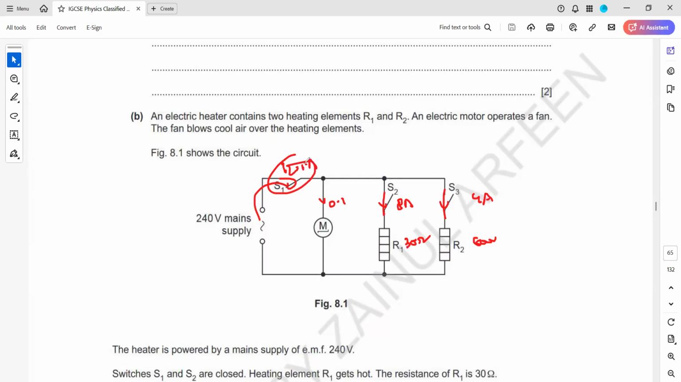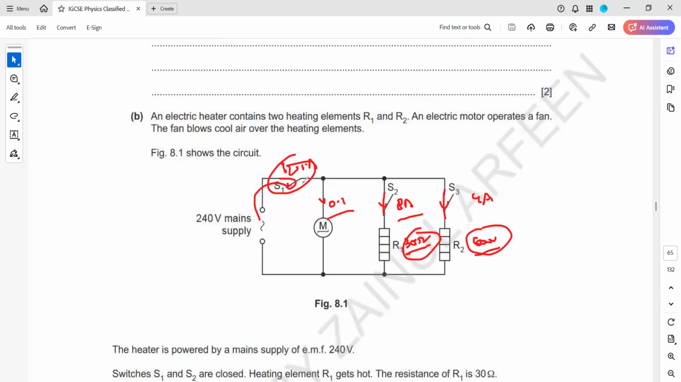So if the total current is 12.1, we should select a fuse with a rating of 12.5. Near the R1, which one? R1 is 30 ohm. Like this is a 30 ohm resistor, this is a 60 ohm, and here the motor is having 0.1.